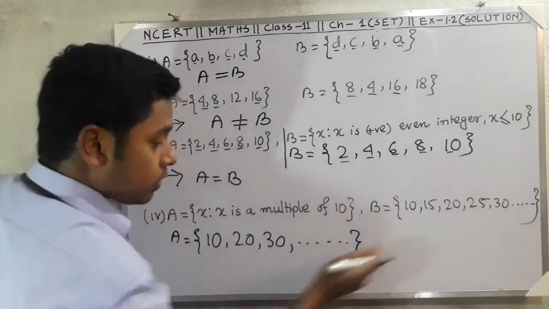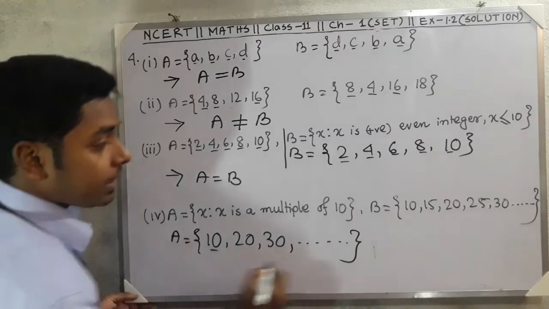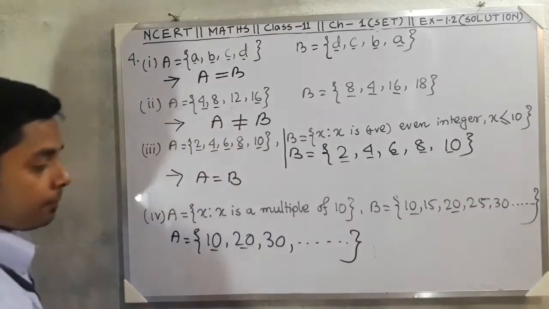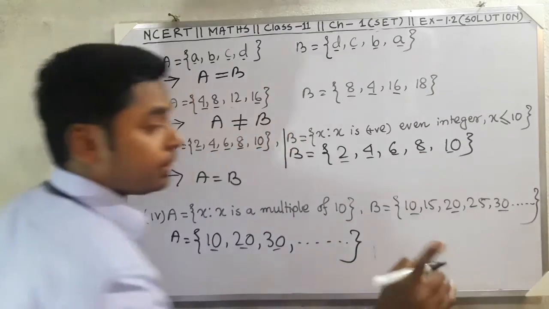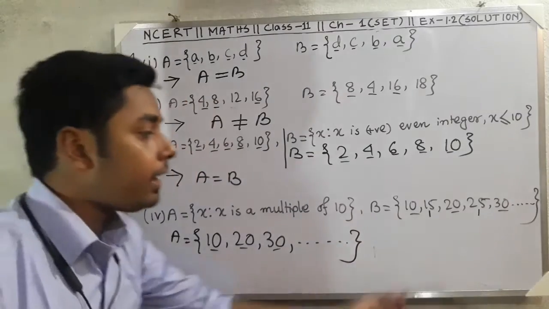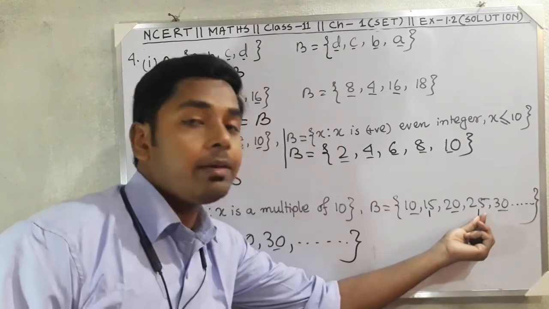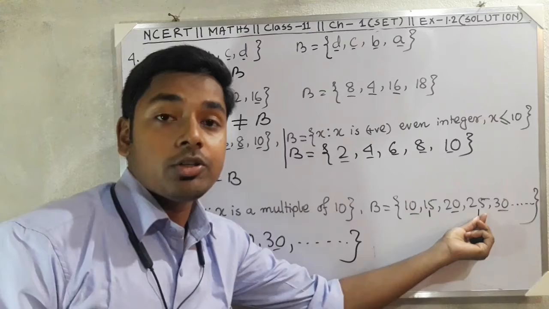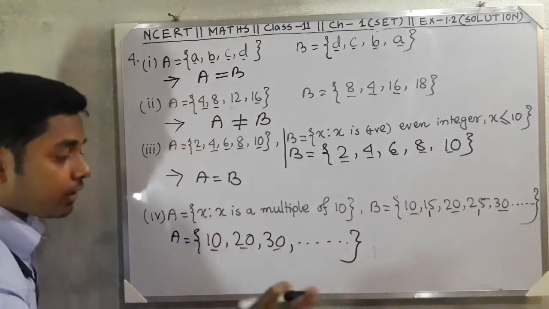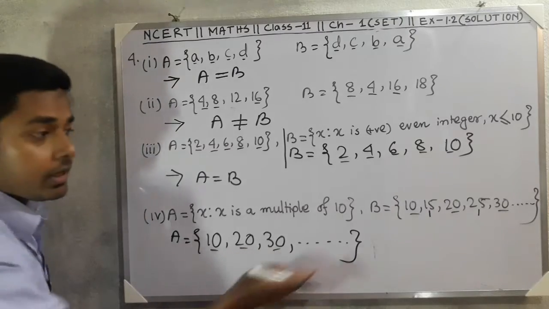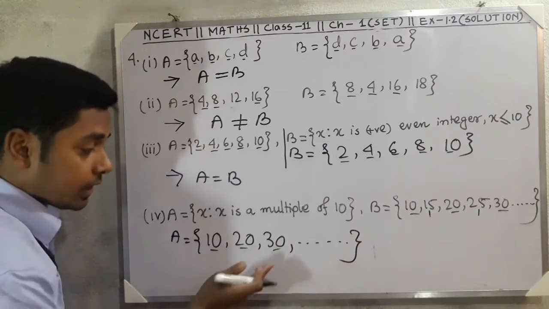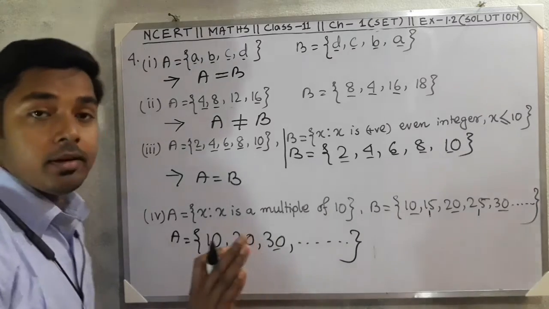Okay, now we have to compare all the elements. 10 and 10, 20 and 20, 30 and 30, but here it has 15 and 25. These are not multiples of 10. That means this element you cannot find in this set. 15 and 25 are not multiples of 10, so they will not be in this set.